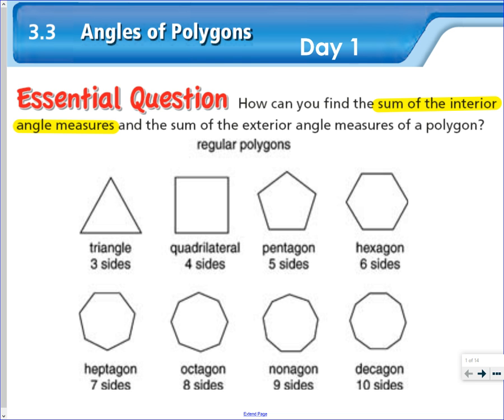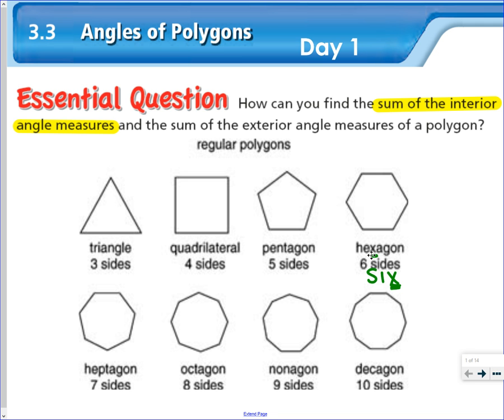5 sides is a pentagon. Think about the big government building. It's pentagon. It's 5-sided. Hexagon has the letter X in it, just like 6 has a letter X in it. That'll help you to remember that a hexagon has 6 sides. A heptagon has 7 sides. Some people want to say septagon, and that's not the right word. It's heptagon. 8 sides is an octagon.